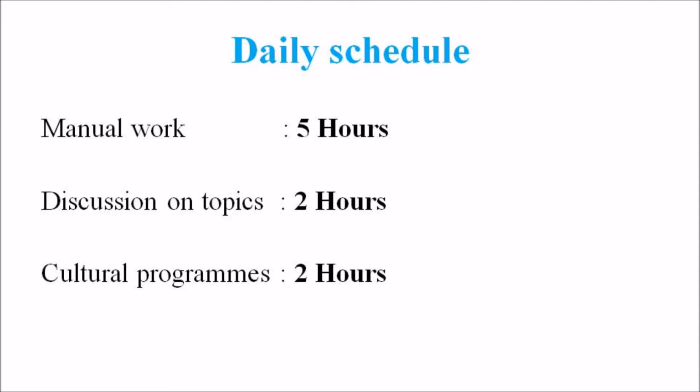Next one is discussion on topics. Topics include freedom struggle, character building, development of culture, family welfare, health and hygiene, national integration, eradication of social evils like casteism, regionalism, dowry, untouchability, alcoholism, corruption, gambling, civil, social and national responsibility of the citizen, improvement of agricultural practices, banking, cooperative societies, etc. 2 hours should be spent each day on discussion of these topics. And the third one is cultural programs or community programs. 2 hours should be contributed.